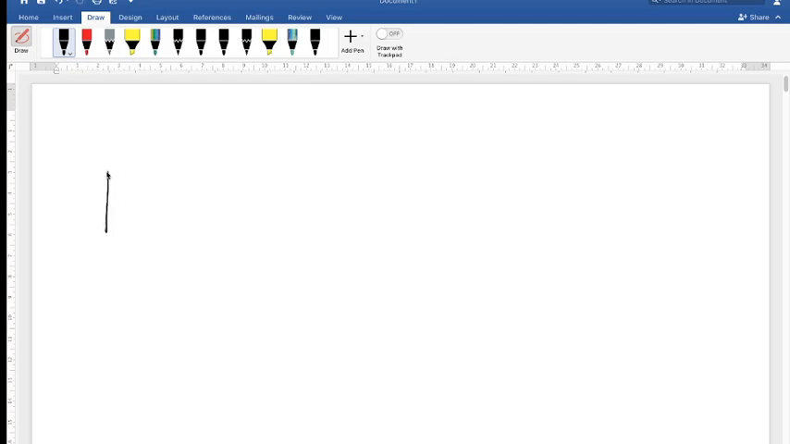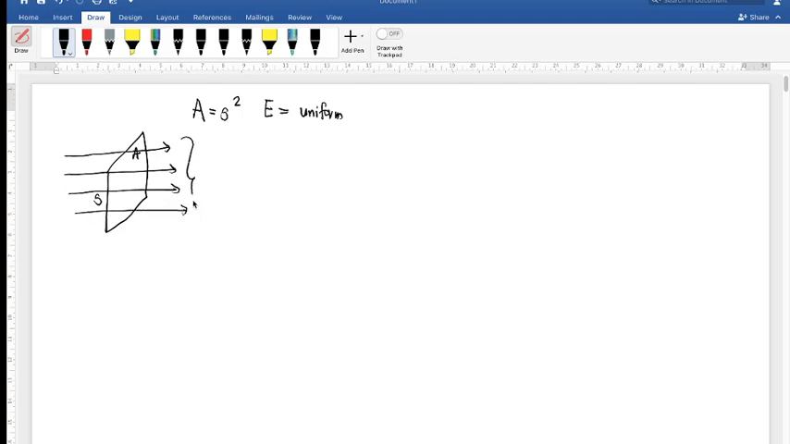So I have an area A here. So suppose my area A is a square. We know beforehand that the area of a square, suppose it has a side S, is S squared, right? Then your E is uniform here, meaning it is constant for that specific area A. So the electric flux will tell us how many field lines are intersecting a specific area A.